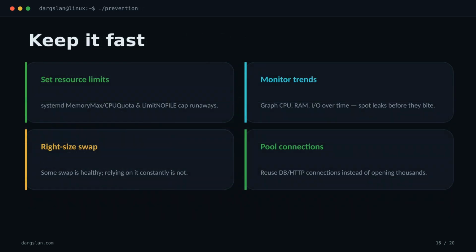So let's flip it around. How do you keep a box fast in the first place? Cap the runaways at the system layer with MemoryMax, CPUQuota, and LimitNOFILE, so a misbehaving service can't take the whole host down. Keep a little swap for healthy overflow, but never let it become a crutch. Graph CPU, RAM, and I/O over time so leaks show up as a trend, not a 3 a.m. page. And pool your database and HTTP connections. Reuse beats reopening every single time.